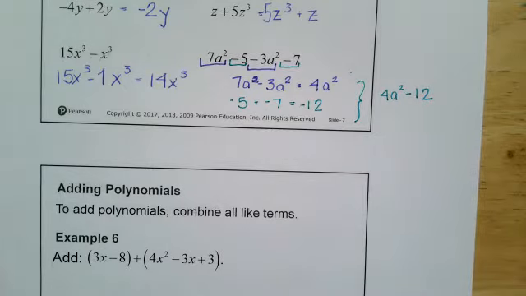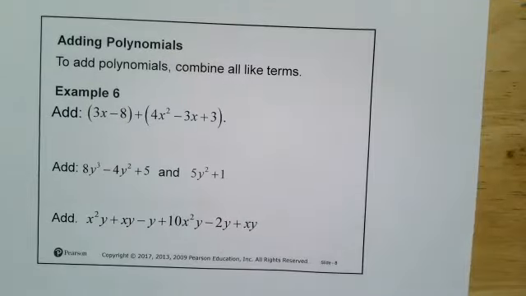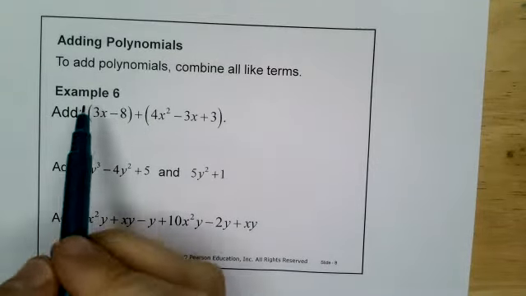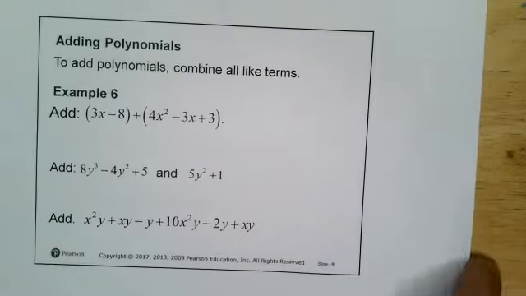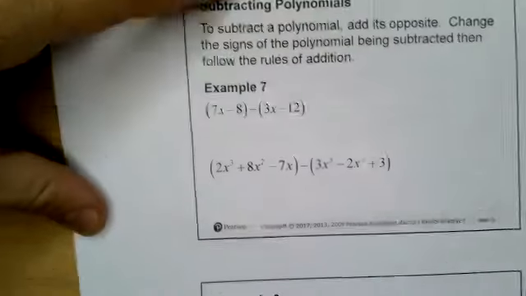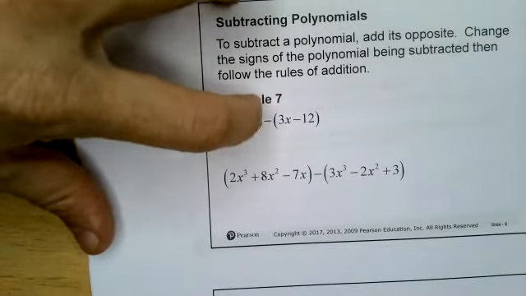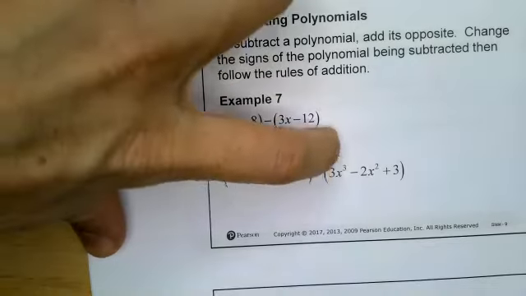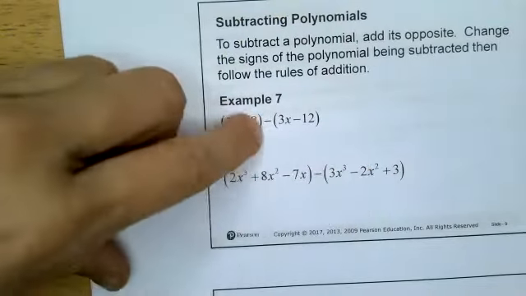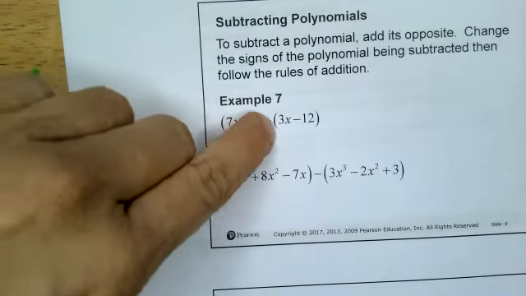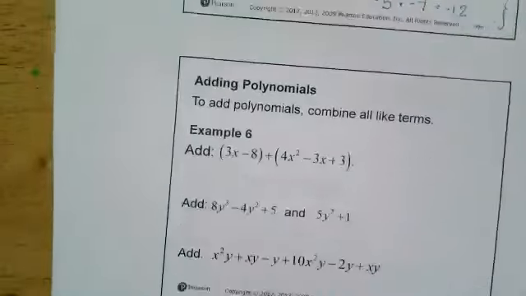This is going to come into practice when you are adding polynomials or subtracting polynomials. So when you're adding, you're just combining all like terms. You might see parentheses. Parentheses don't matter when you're adding. Parentheses matter when you are subtracting, because you need to distribute the minus sign. So you're going to apply the subtraction sign to the 3 and the -12. But when you're adding, it doesn't matter, right?